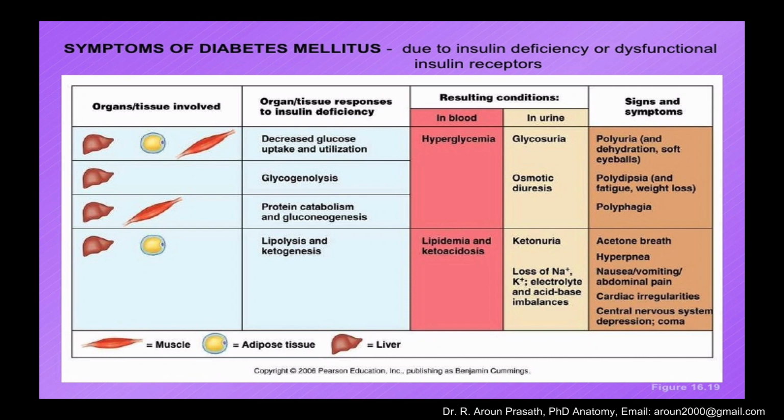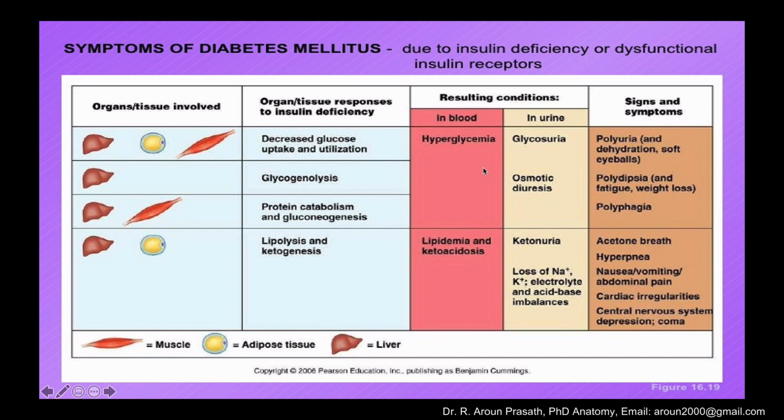Okay, we call it hyperglycemia. This is what we call hyperglycemia, when there is decreased insulin utilization, or glycogenolysis, conversion of glycogen into glucose, then protein catabolism and gluconeogenesis, lipolysis or ketogenesis. All these are the situations which can increase the blood sugar level.